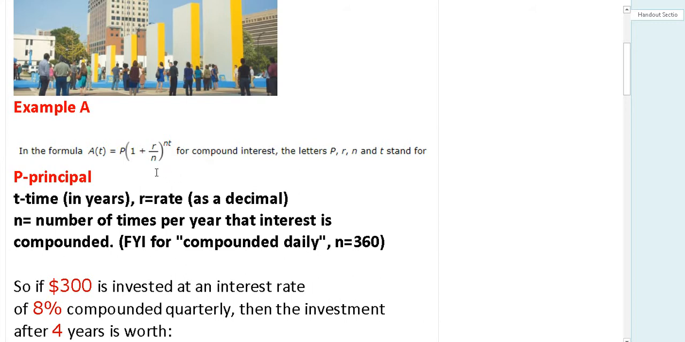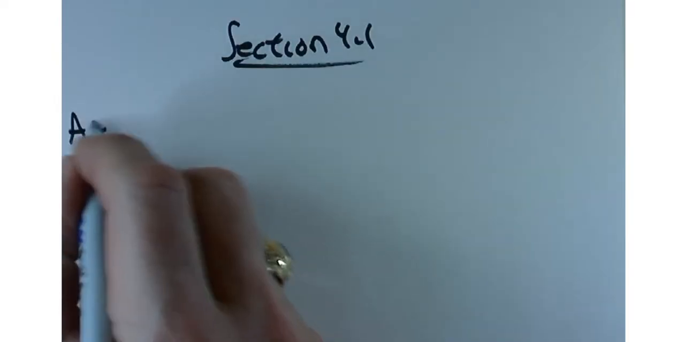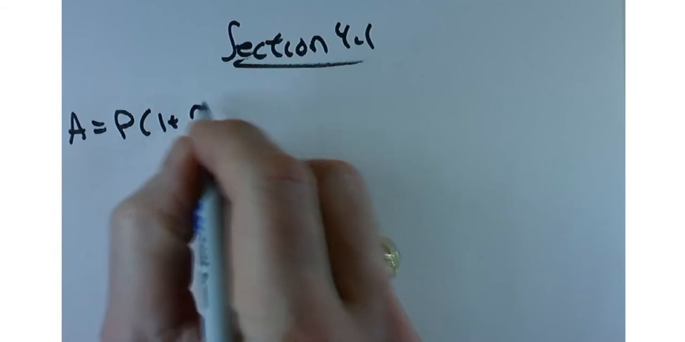So this is what I typically refer to as simple interest. That is, interest that gets compounded every so often, like monthly or quarterly or even daily. So let's see here, section 4.1. And let me write down our formula here for us. So it's A equals P times 1 plus R over N to the NT power.